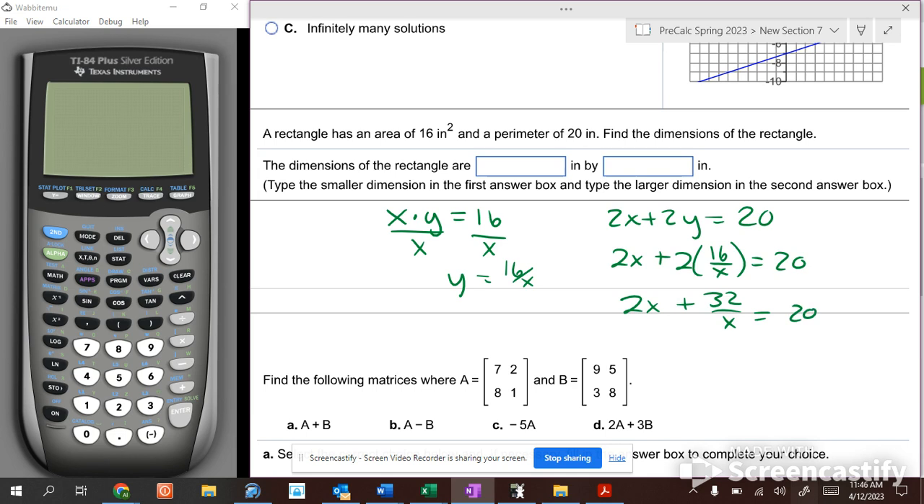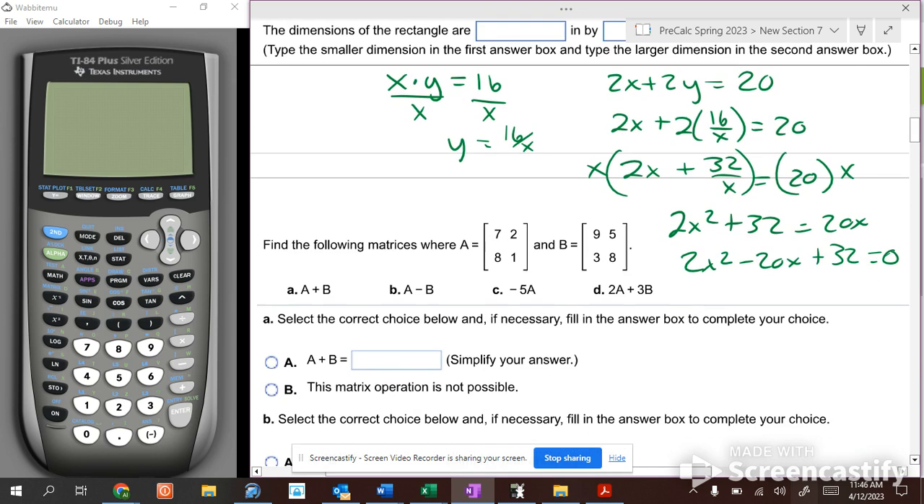How do I get rid of my fraction? I multiply by x everywhere. So 2x squared plus 32 equals 20x. 2x squared minus 20x plus 32 equals 0. If we factor out a 2, I get x squared minus 10x plus 16. What are factors of 16 that add up to negative 10? Negative 8, negative 2.